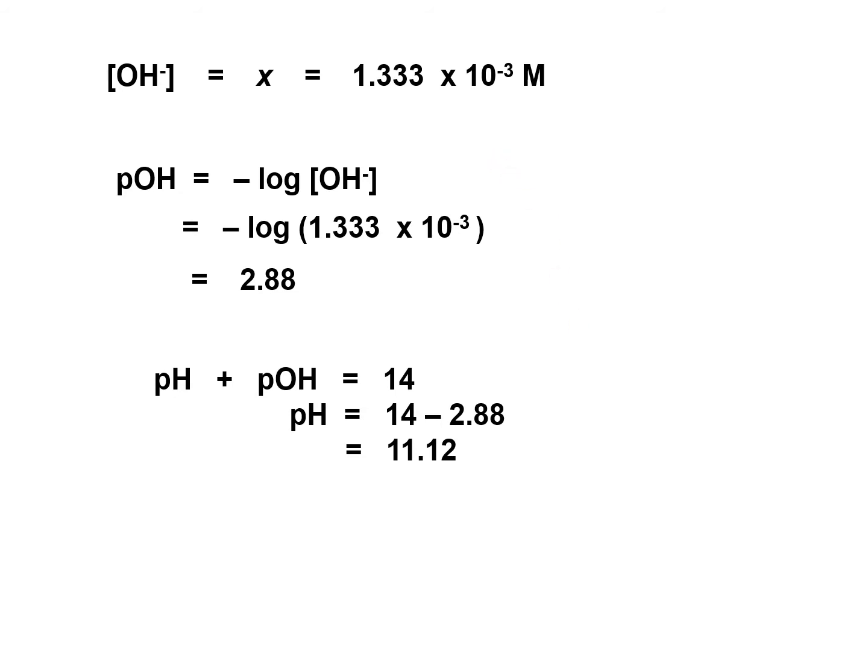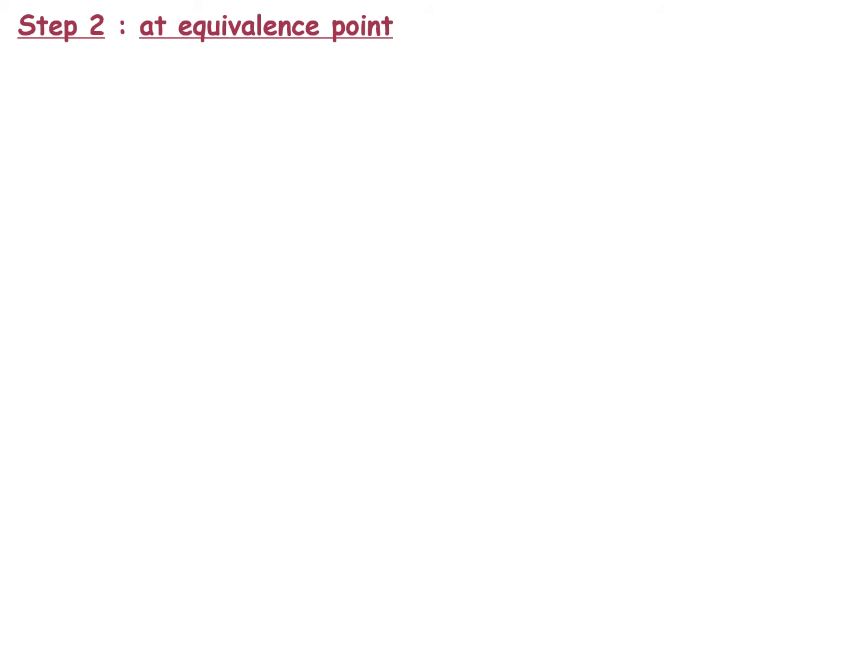The second step is at the equivalence point. Masih lagi benda yang sama, dua benda yang kita tengok. Kita akan cari volume of titrant, titrant kita sekarang adalah HCl, and also the pH of the solution. pH of the solution masih lagi ditentukan based on your salt solution. Kenapa lagi sekali? At equivalence point, there is no more acid, no more base. pH is determined by the salt solution.